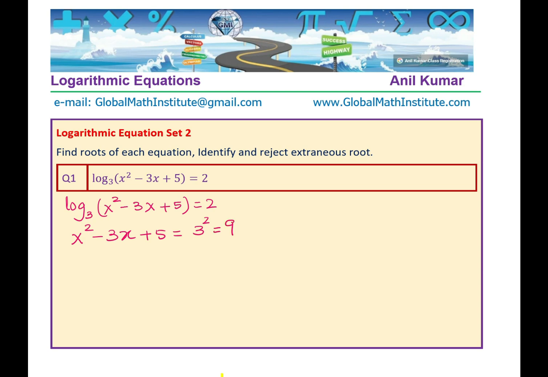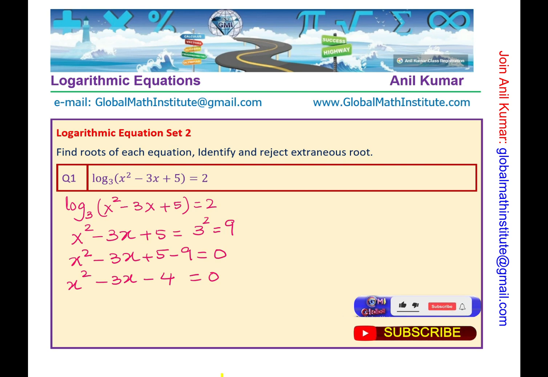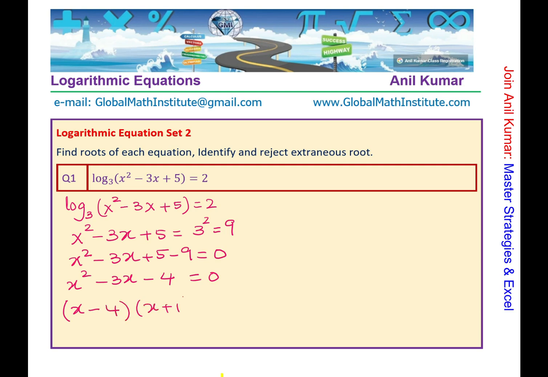Now bring the terms to the left hand side. So we have x squared minus 3x plus 5 minus 9 equals 0. Combine the constants: x squared minus 3x minus 4 equals 0. Now factor the quadratic equation. Product of minus 4, sum of minus 3. Clearly the numbers are minus 4 and plus 1. So we get the factors (x minus 4)(x plus 1) equals 0.